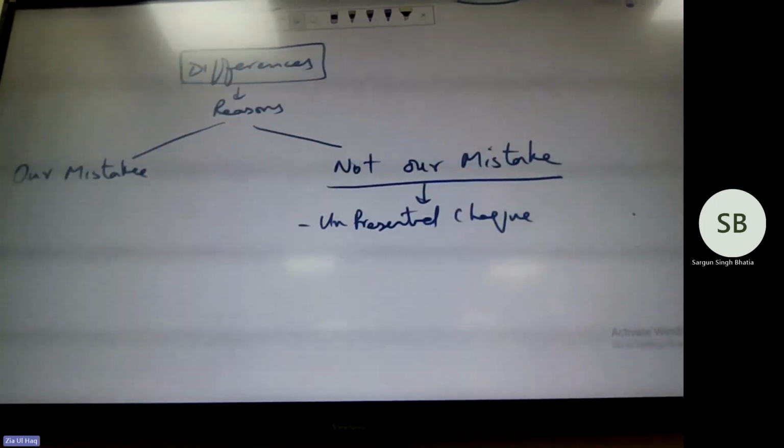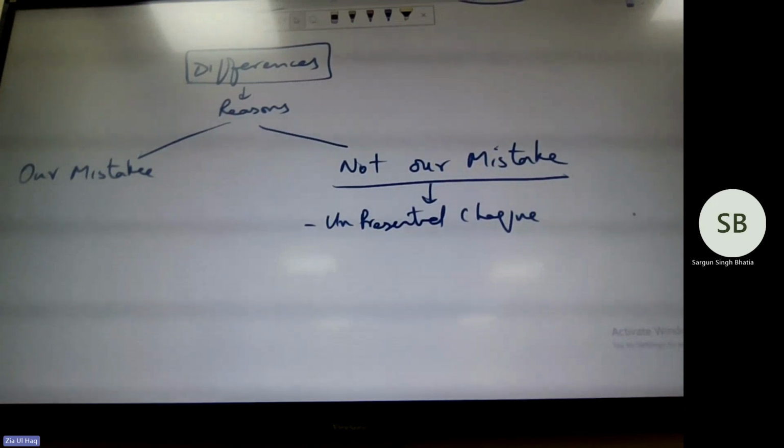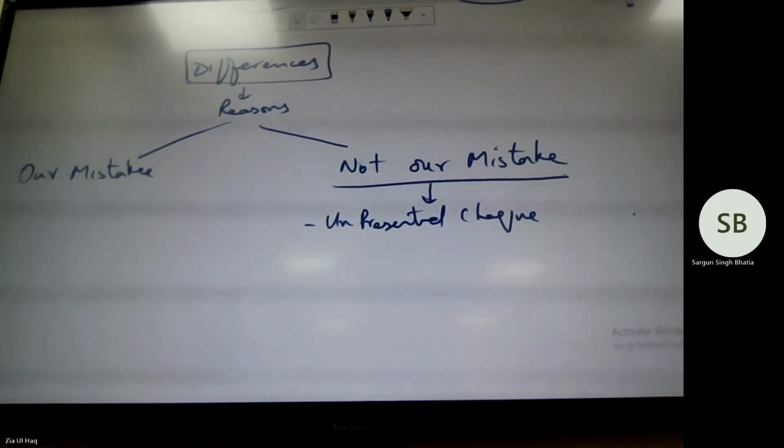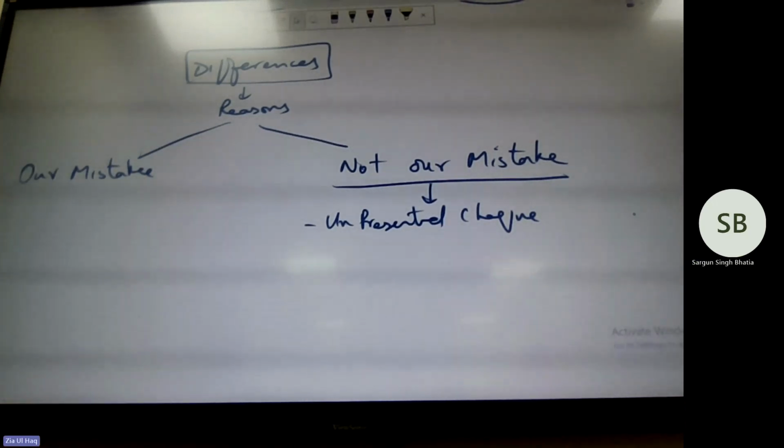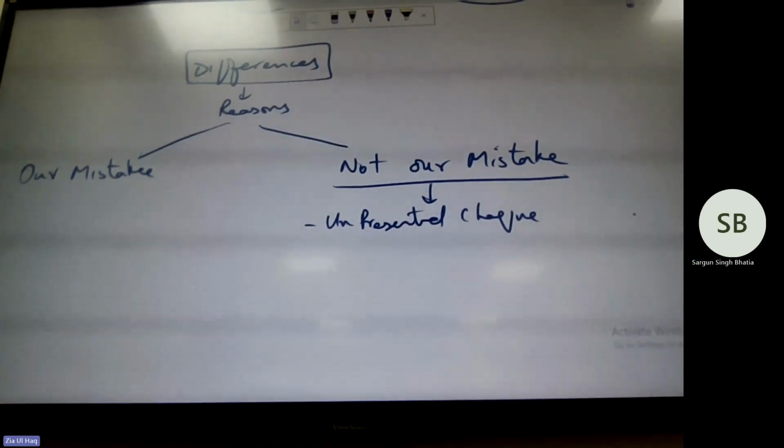This means if we haven't presented the check to the bank for this month, either we are having a benefit or loss. If we haven't presented the check to the bank, either we are having benefit or loss for this month only.